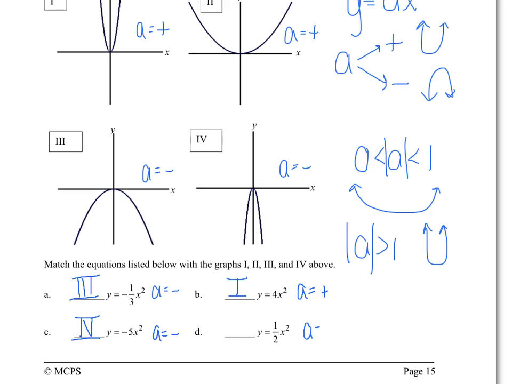Finally, with d, a is positive because it's y equals 1/2 x squared. But 1/2 is less than 1, so it's going to be wider than the parent function, and therefore graph 2.